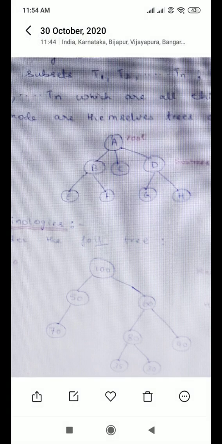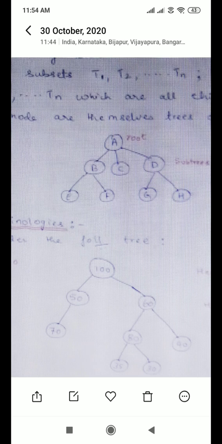Similarly, descendants: all the nodes below the root node are descendants. The left part of the tree we call the left descendants, and the right part the right descendants. Left subtree: all the nodes on the left side of a node are called the left subtree, and on the right-hand side the right subtree. Degree: the number of subtrees of a node is called its degree. For example, node 100 has 50 and 60, so it has a degree of 2.